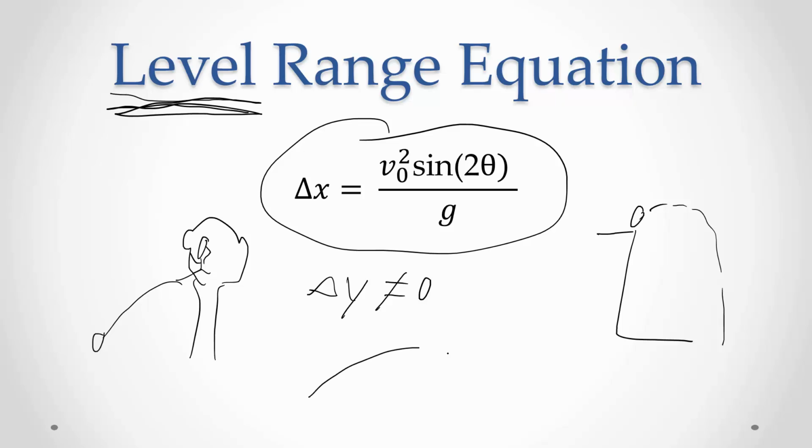Only if it's thrown and lands at the same height, delta y equal to 0, can you use the level range equation. I will also point out that this initial velocity here is neither the x nor y component, but it is the scalar initial velocity. So it is the total velocity regardless of direction. And don't forget the factor of 2 here as well. So there you go. This will give you the horizontal range if you have a level projectile.